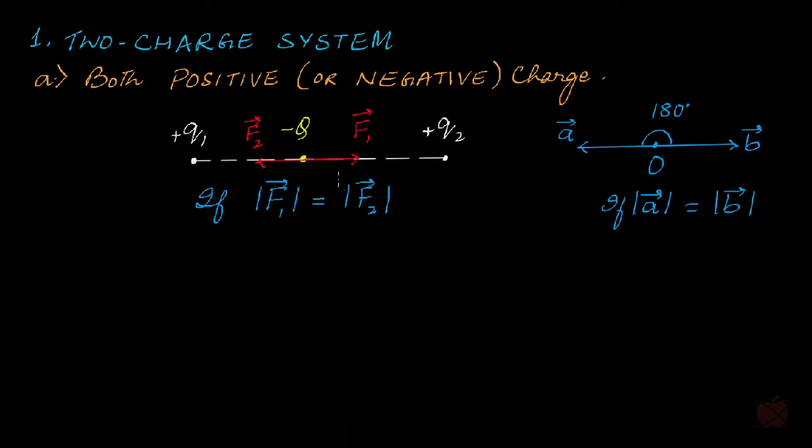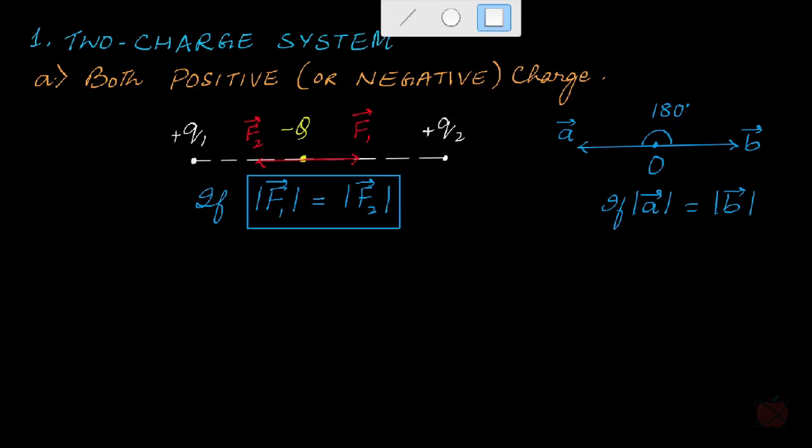Understood? So suppose a question comes in the exam: you have a charge system plus Q1 and plus Q2. Where would you put a third charge so that the system will be in equilibrium? So you say in between. Let's say you put the third charge at a distance x from Q1, and you have to find the value of x. So what do you do? You use this concept. Just find the expression of F1, find the expression of F2, equate them, and from there you can find x.